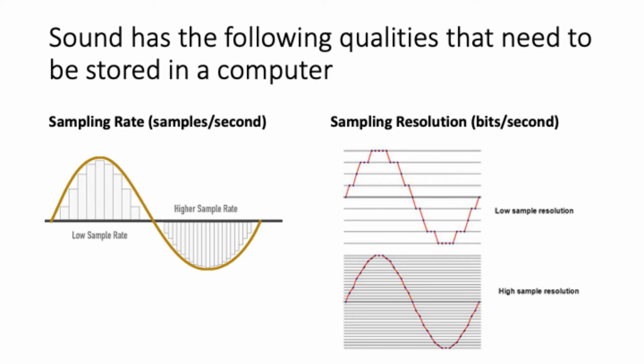The other thing you want to think about is what happens when you're sampling. This is called the sampling resolution. How many bits are you going to store per sample? Obviously, the more bits you use, the better and higher quality resolution you're going to have. But again, the larger file size you're going to have.